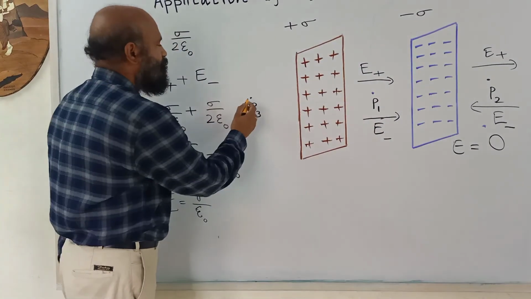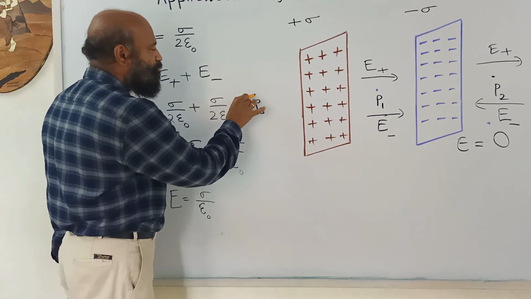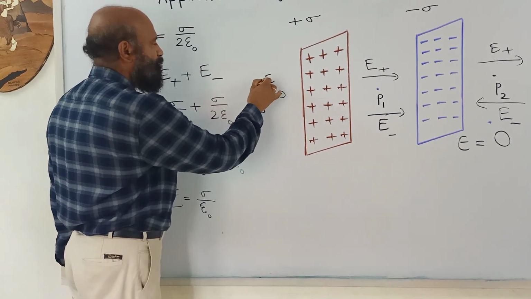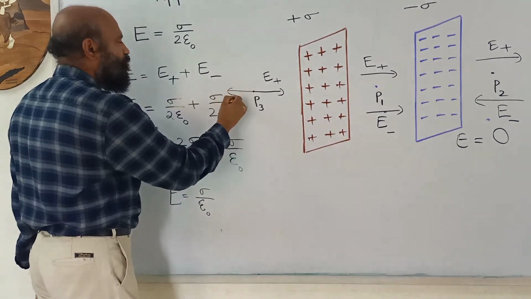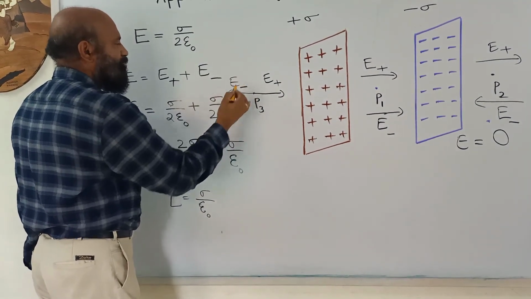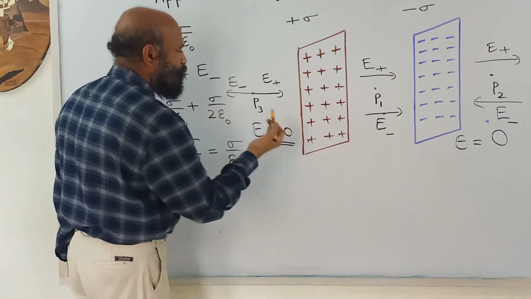Similarly, on this side, due to the positive charge it is directed towards, due to the negative charge it is directed away. So here also the total intensity will be 0.